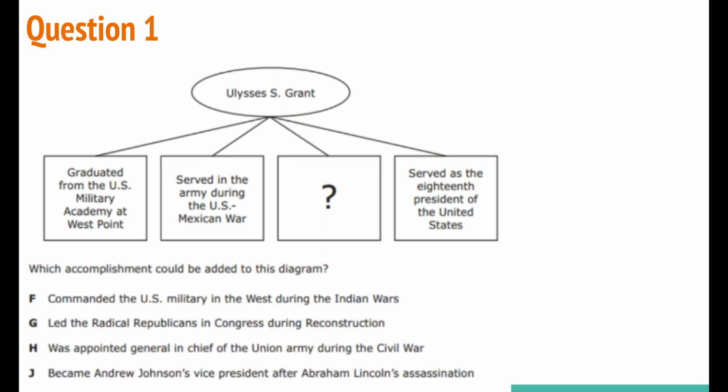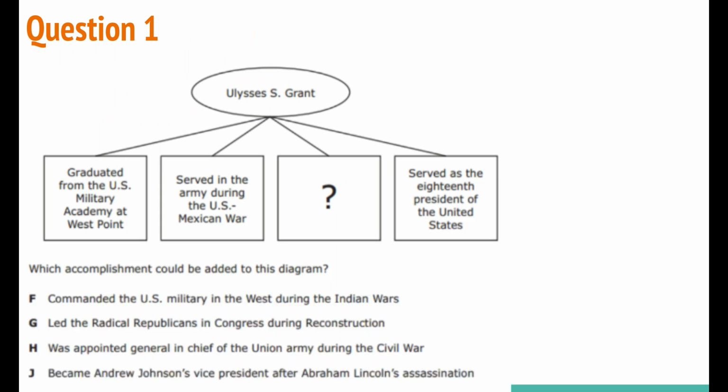Is it F, commanded the U.S. military in the West during the Indian Wars? G, led the Radical Republicans in Congress during Reconstruction? H, was appointed General-in-Chief of the Union Army during the Civil War? Or J, became Andrew Johnson's vice president after Abraham Lincoln's assassination? Take a moment.